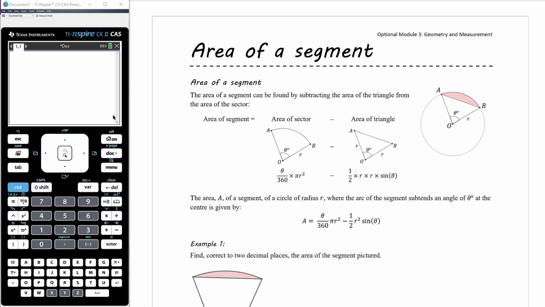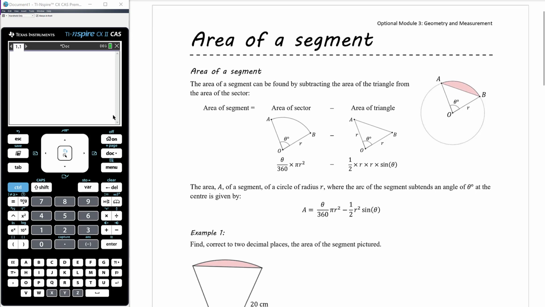Okay, and in this video we now want to look at finding the area of a segment. So over the last two videos we've found how to calculate arc length, how to calculate area of a sector, and we want to finally conclude that with area of a segment. And the area of a segment is connected to the area of a sector.